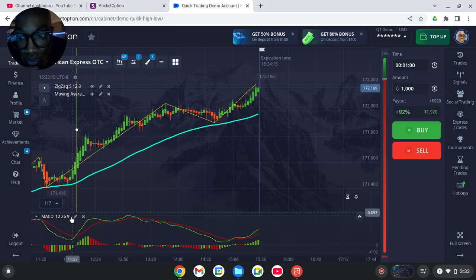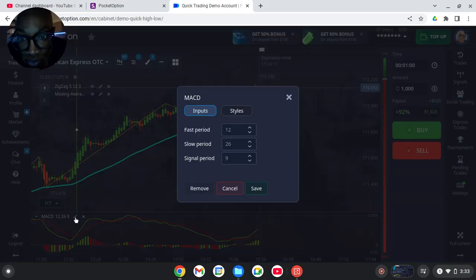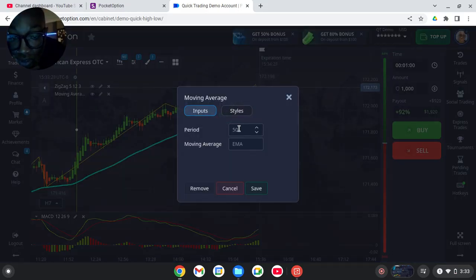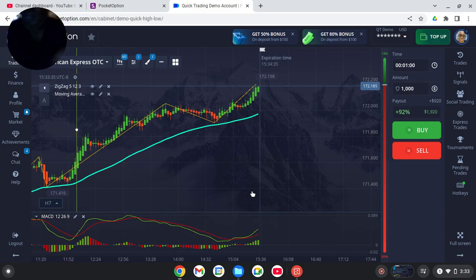So, what we need is the MACD with the standard configuration. Okay, and then we save that. We need the 50 moving average and make it EMA for exponential. And then we save that.